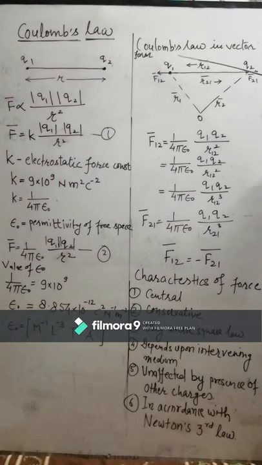Because force is a vector quantity, let us see Coulomb's law in vector form. Let us consider this point charge Q1 is situated at distance r1 from some origin O. Its position vector is r1 with respect to this origin. Okay, and position vector of charge Q2 is r2.